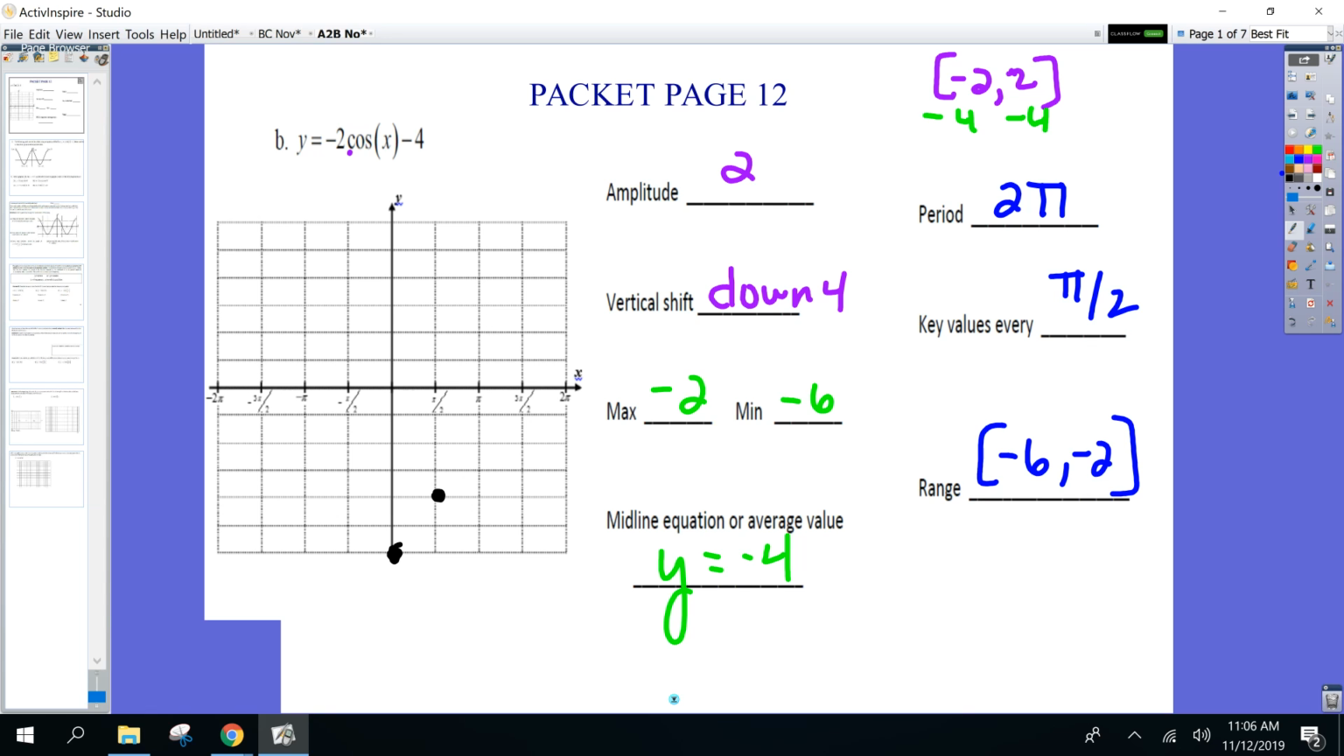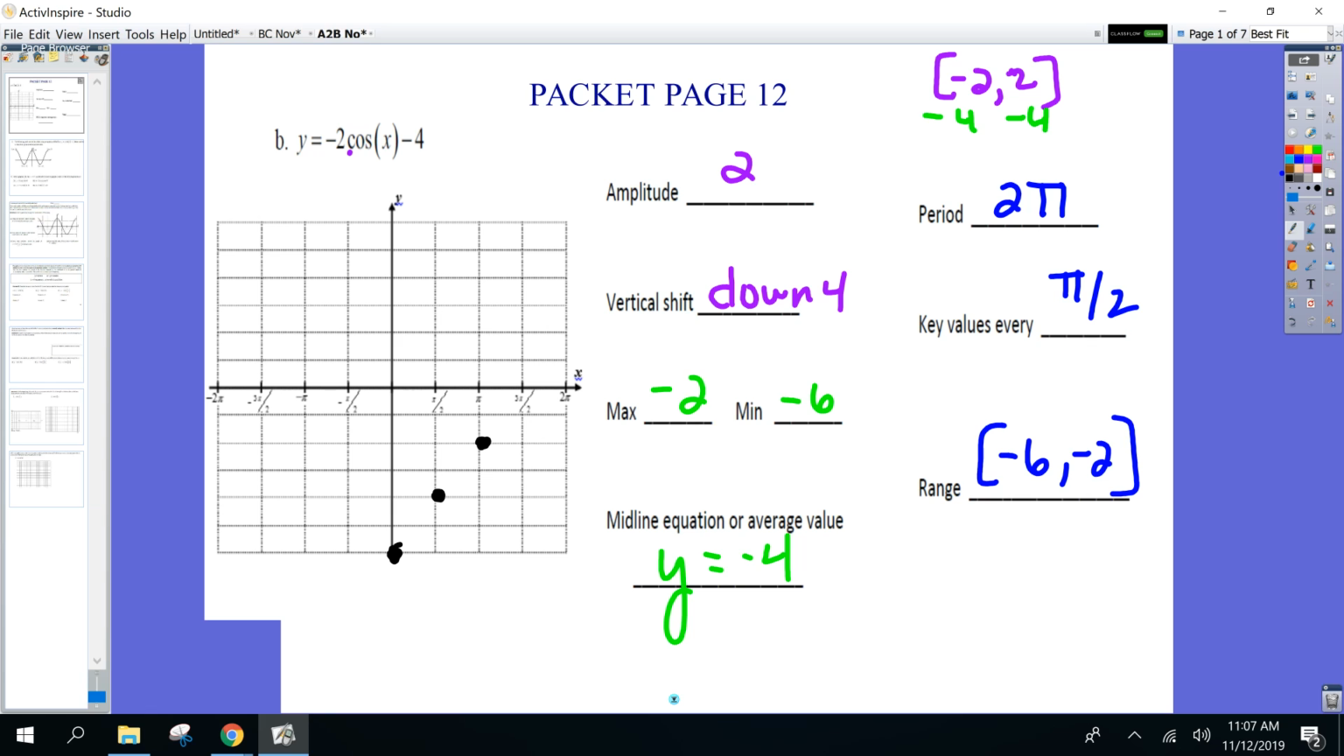Okay, so I'm at max, 0. Then it usually goes to the min, the next key value. But what are you going to tell me, guys? It's not going to be the min. It's going to be the max because I have a negative out in front. So what was our max? -2.